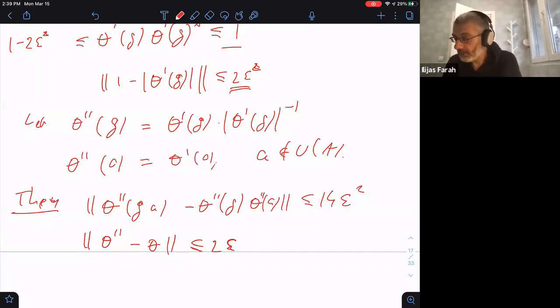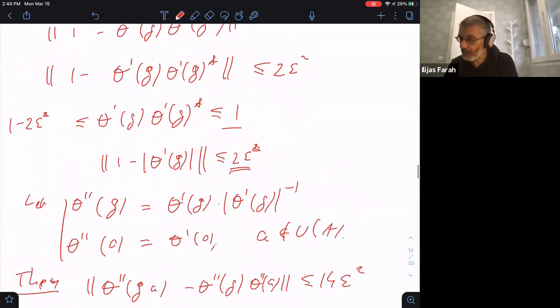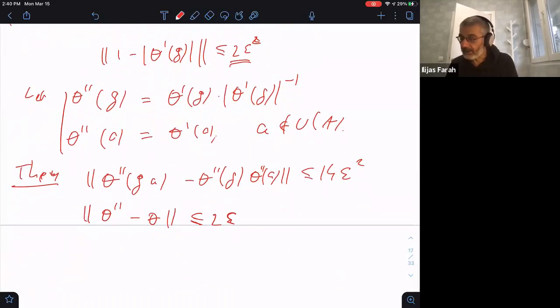Okay, so you see what we did. We started from theta, and after integrating and this minor modification, we obtain theta double prime, which satisfies the same assumptions with a better constant, with constant 2 epsilon squared, and it is within 2 epsilon of theta. So now define theta triple prime using the same trick.